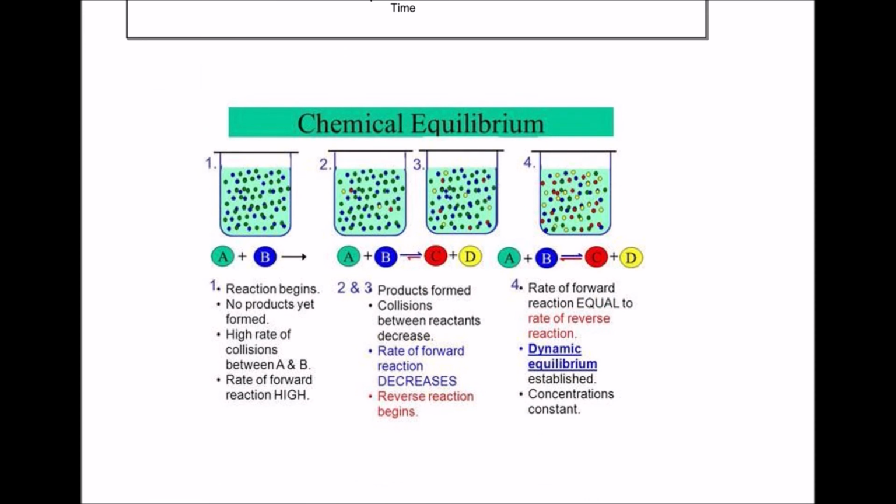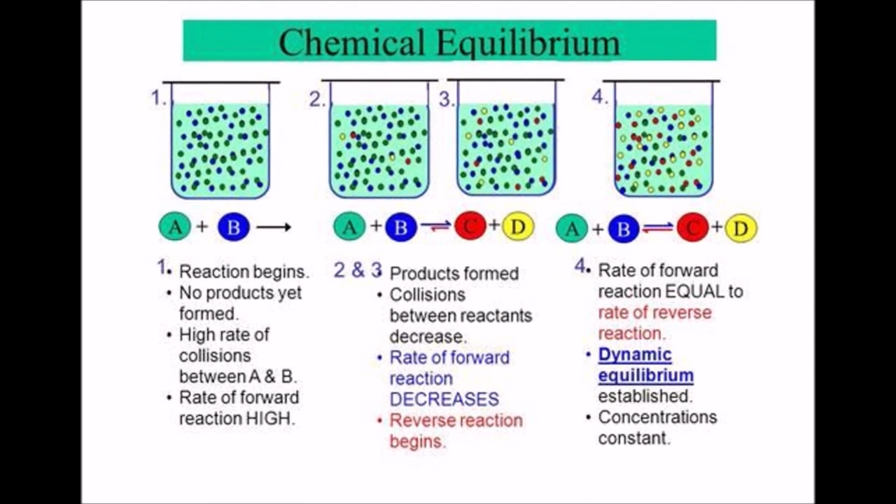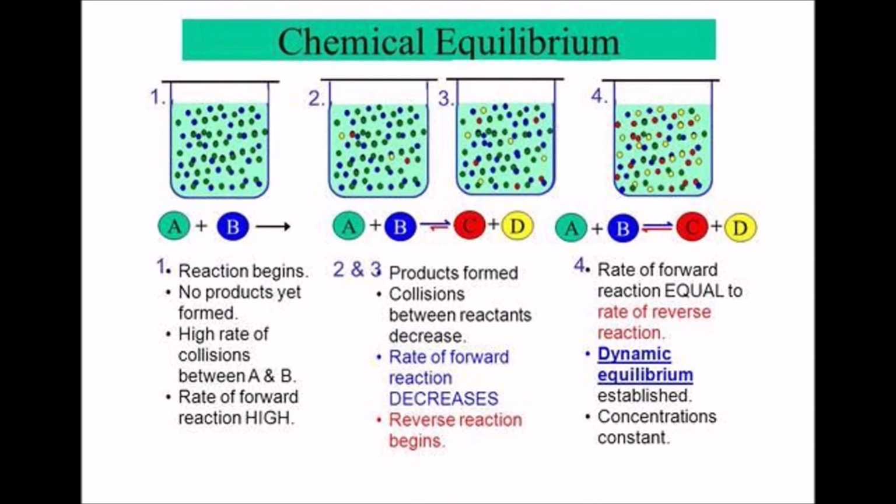To wrap up our conversation, I'd like to tie these ideas together with a good graphic. Consider a reaction A and B. You have a flask that contains a solution of just A and just B. The reaction begins, however, there's no products yet formed. There's a high rate of collision between A and B, and again, that forward rate of reaction is very high.